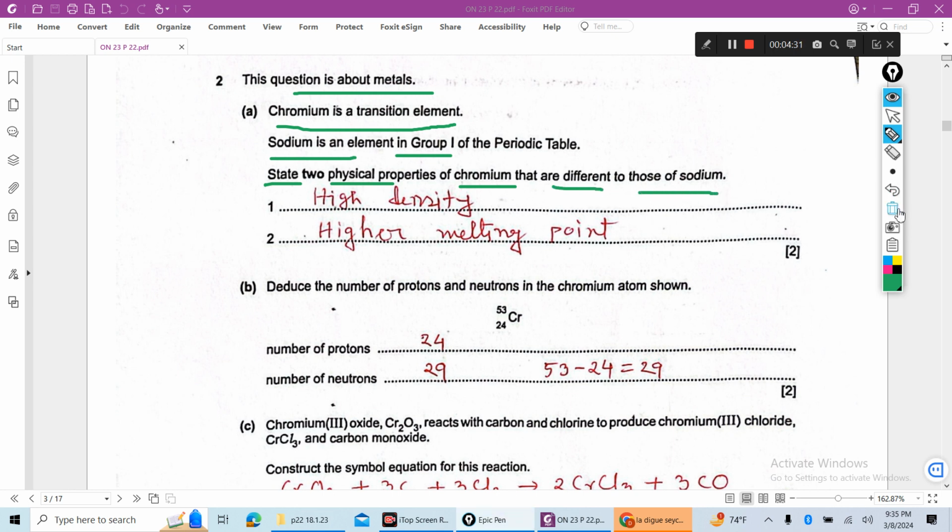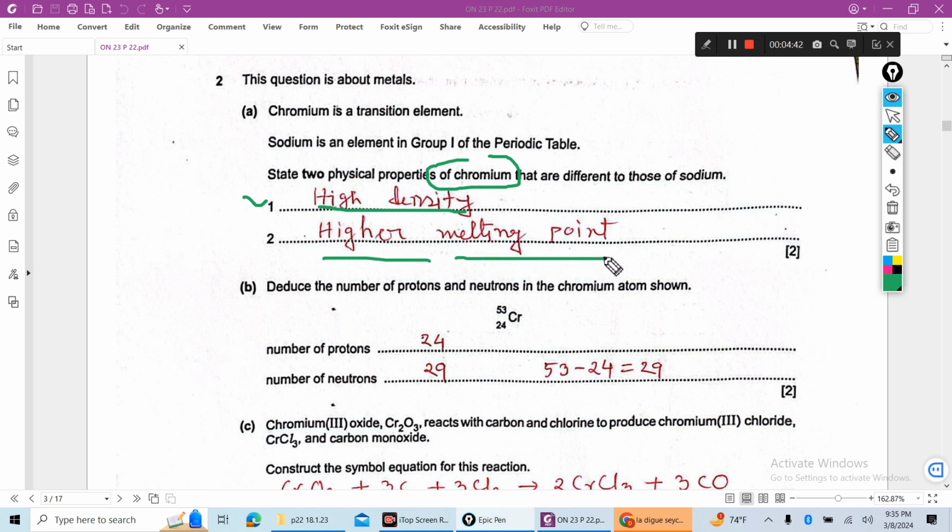Chromium is a transition metal. So number 1 will be high density. Transition metal has high density and also a higher melting point. Transition metal has a high melting point, but sodium has a low melting point. These are the differences.